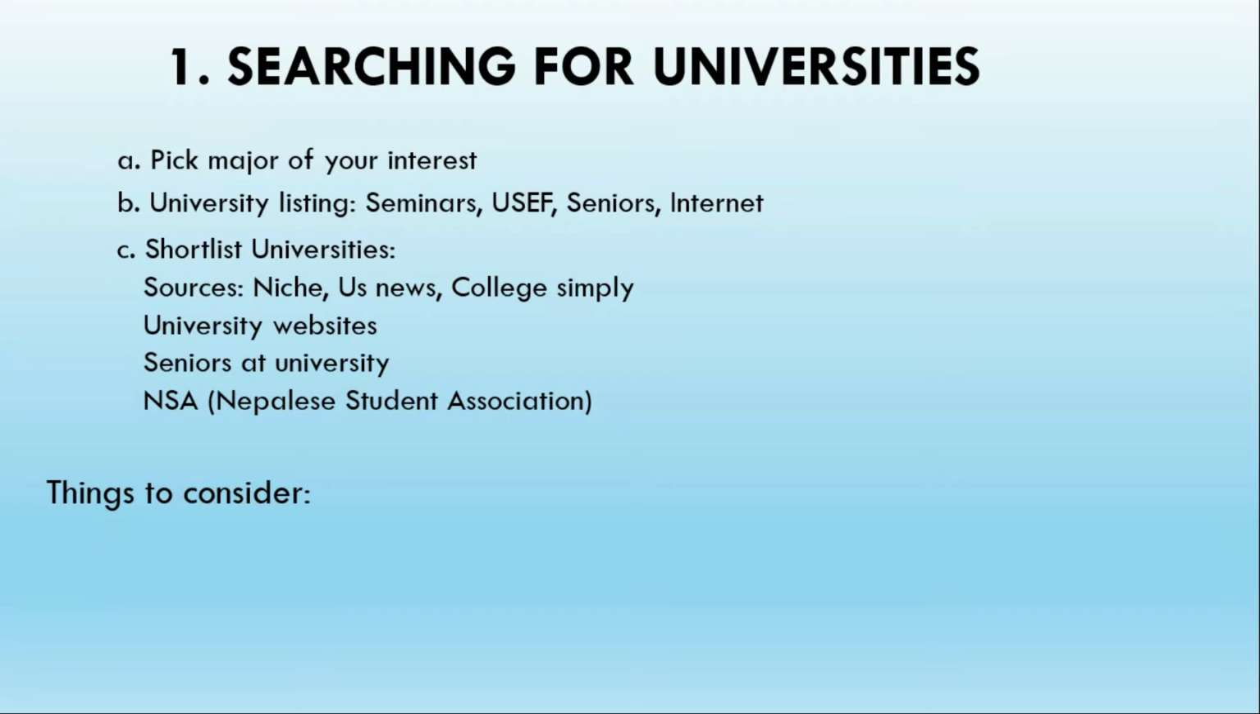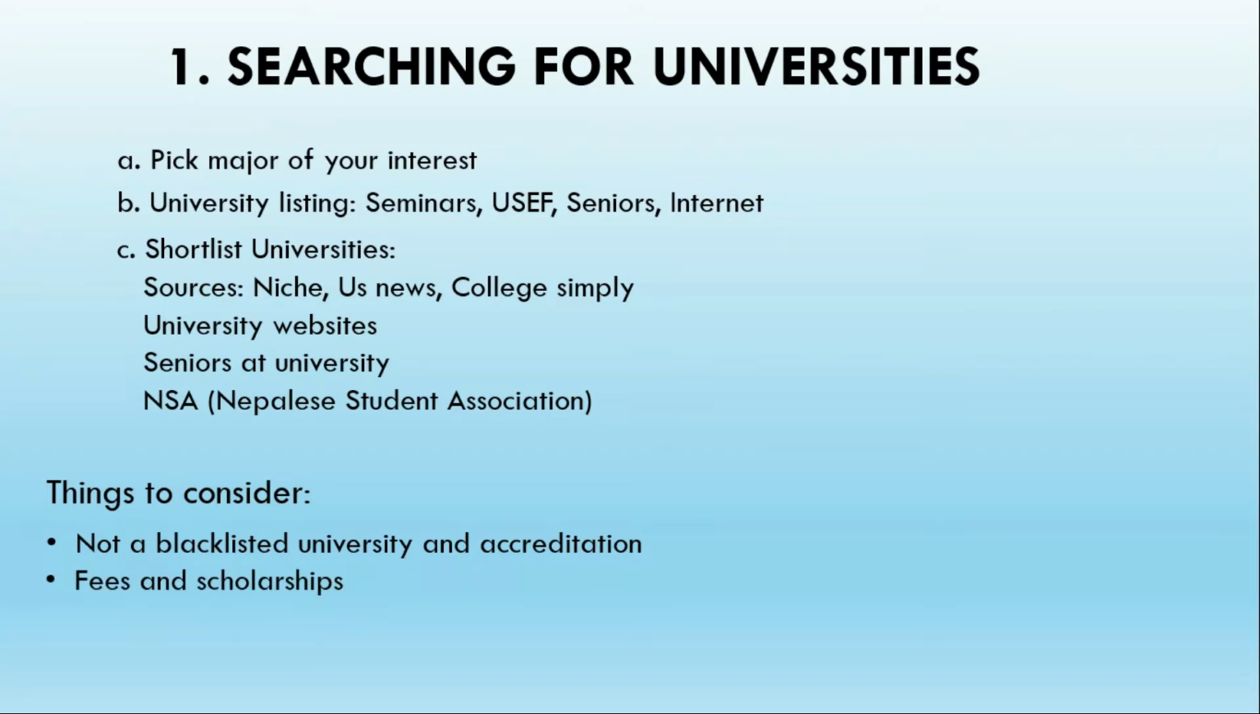So, things to consider while searching for universities. First, obviously, it should not be a blacklisted university and it should be an accredited university. Another thing is fees and scholarship. See, most people really fall into the trap of this. If you see one of your friends heading to a specific university, then don't go behind them. All right, everyone has different circumstances. Everyone has different credentials. Everyone is a student of different caliber. So search universities as per your caliber, all right?